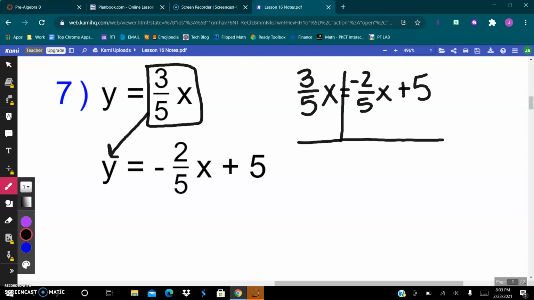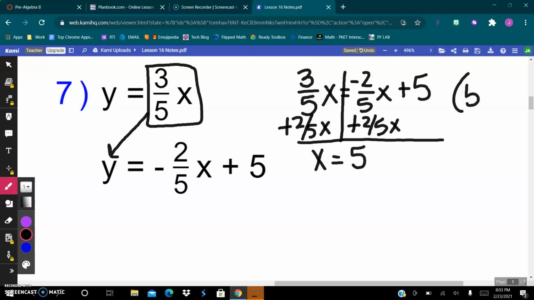Now I have x's on both sides of my equation here, and I want to move the smaller one, so I alleviate working with more negatives. So I'm going to add 2/5 x to both sides. And 3/5 plus 2/5 would be 5/5, and 5/5 is 1. So 1x equals, and we have just 5 left on that side. So for our ordered pair, x equals 5.